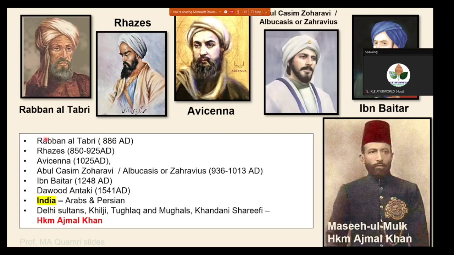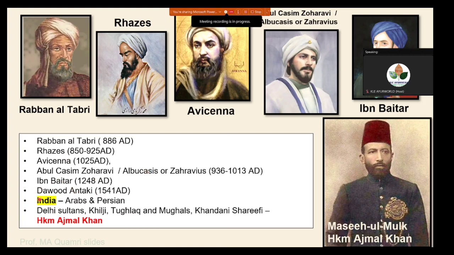Later, it spread to the Arab and Persian nations, where Rabban Tabri, Razi, Avicenna, Al-Zahrawi, and Ibn Baitar, the people of the Arab and Persian nations, developed this science, incorporating the contemporary medical sciences into Unani medicine. These Arab and Persian physicians learned many things from the contemporary medical sciences of those days and included them in their compendia. Finally, they made Unani science globally acceptable, with evidence-based things.